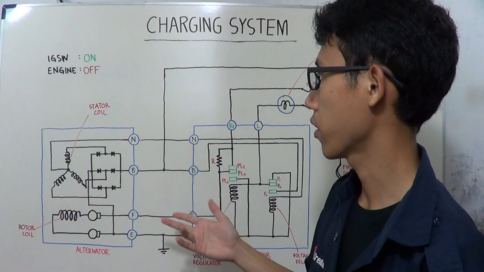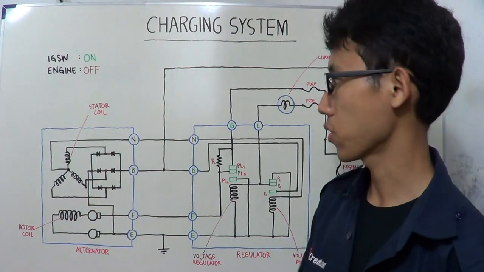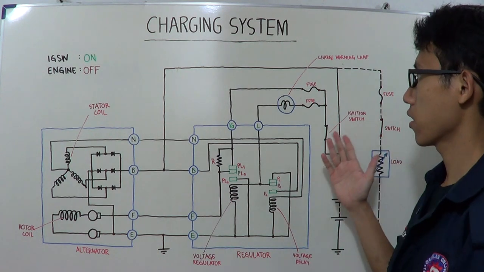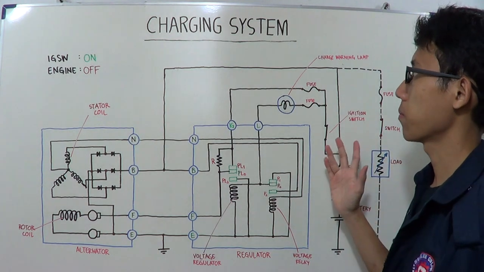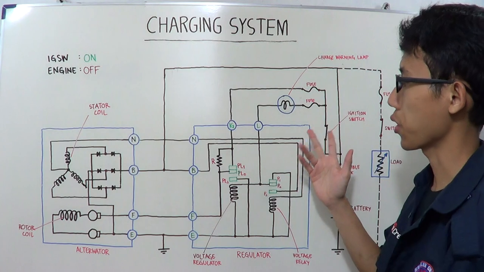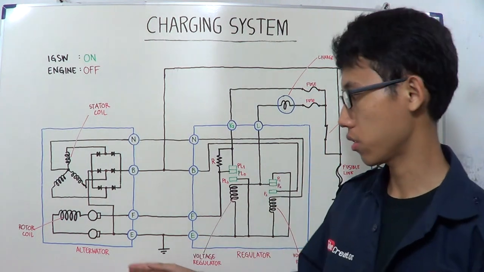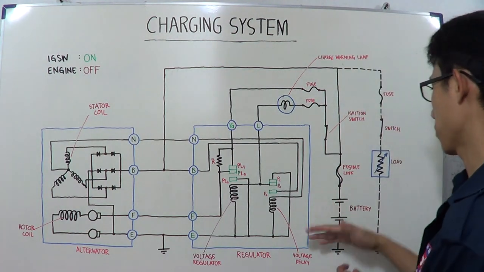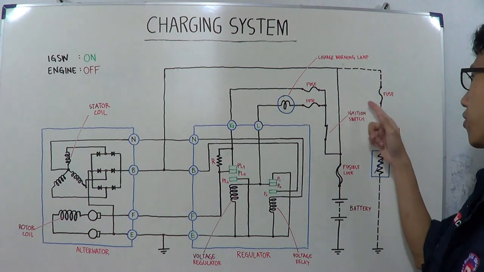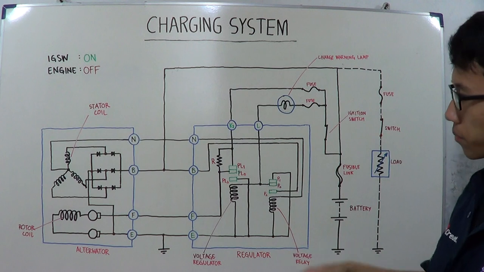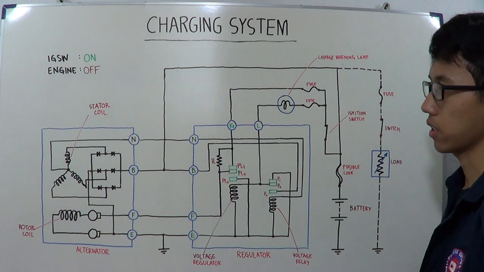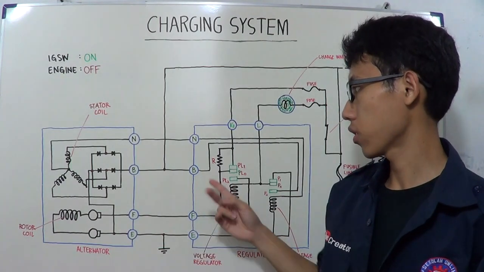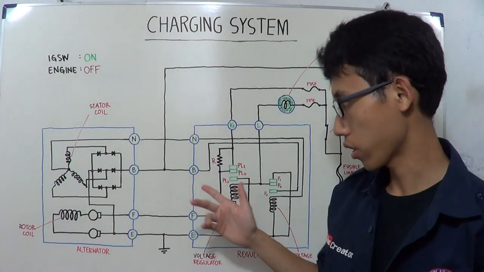Before I start to explain the first, second and third conditions, let's look at this diagram. This is the basic charging system, which consists of alternator, regulator, battery, fuse and load, as you can see on this whiteboard. In this condition, there are two circuits that are working.